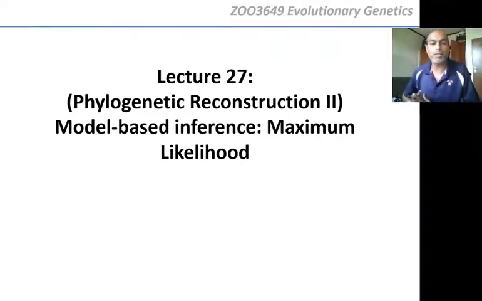We're at lecture 27, the second lecture in tree building, methods for tree building. In lecture 26, we discussed parsimony, which is the simplest way to make a tree. Then we looked at distance, and now we're looking at a big one, and that is called maximum likelihood. So big that we've given a whole lecture just to maximum likelihood.